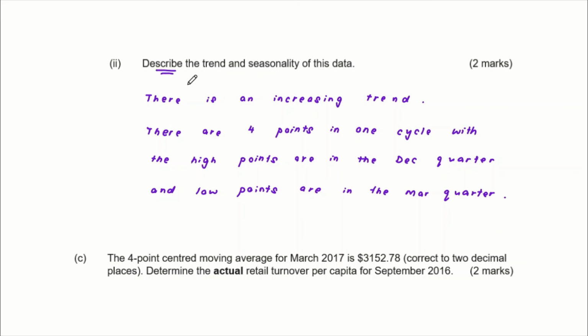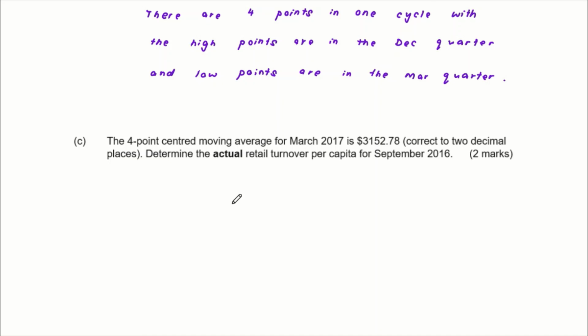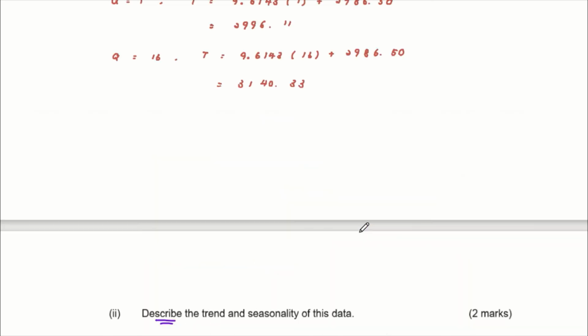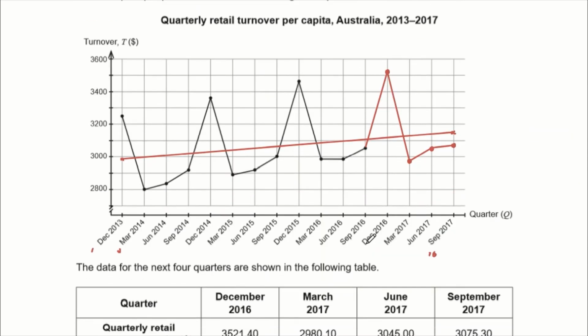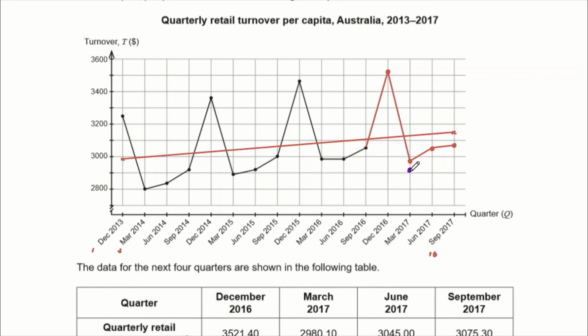Alright, so C, the 4-point centered moving average for March 2017 is 3,152.78, correct to 2 decimal places. The question wants us to find out the actual retail turnover per capita for September 2016. So let's try to look at this information first. 4-point centered moving average for March 2017. So March 2017 is here. Okay, so this is the value that you are having. You are having a standard moving average for 4-point. Sorry, I'm not plotting anything out. I'm just telling you this is the value.